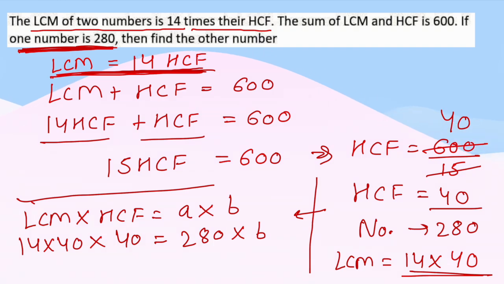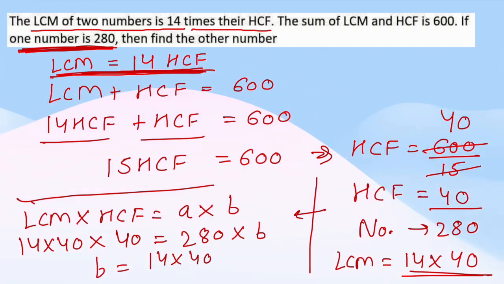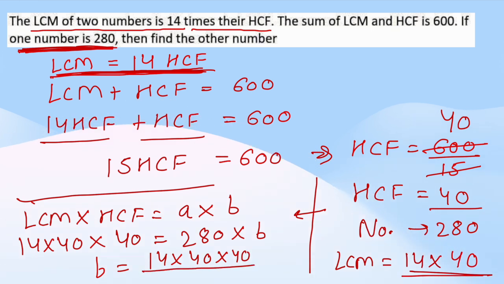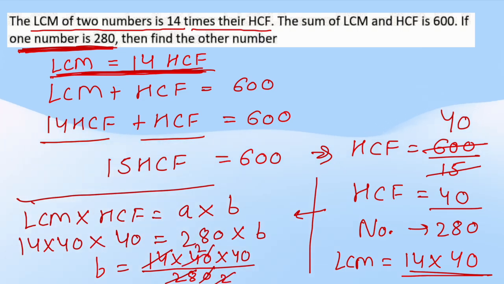So the other number B will be 14 into 40 by 280. We can cancel out 14: 2 14s are 28, 2 2s are 4. So my answer is 80. So the other number is 80. Hope it is clear. What we have used here is that LCM into HCF is equal to the product of the numbers, right?